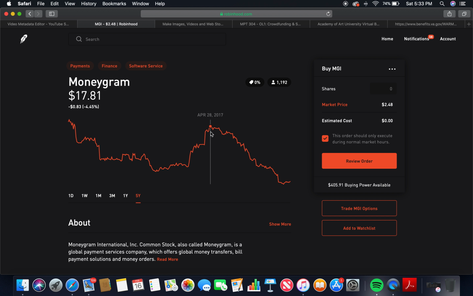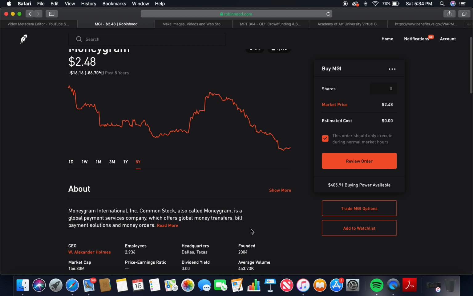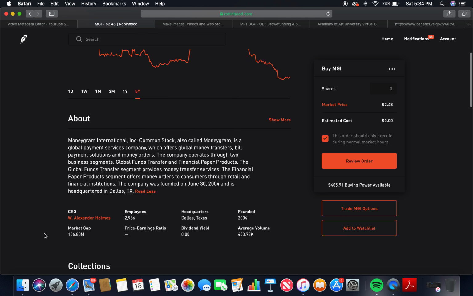MoneyGram peaked on April 28th, 2017 at $17.81. Currently, as you can see, in a downward trend in a bear market. Current market price, $2.48. About MoneyGram International Incorporated, common stock, also called MoneyGram, is a global payment services company which offers global money transfers, bill payment solutions, and money orders. The company operates through two business segments, global funds transfer and financial paper products. The global funds transfer segment provides money transfer services. The financial paper product segment offers money orders to consumers through retail and financial institutions.